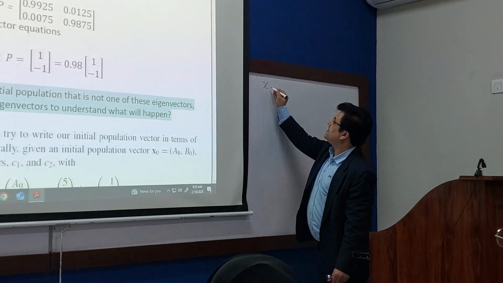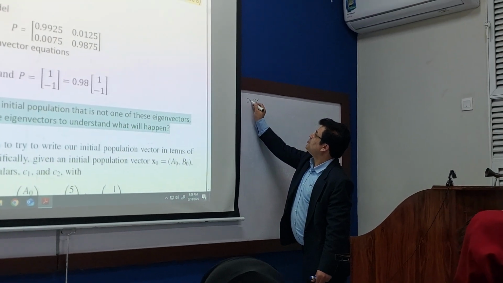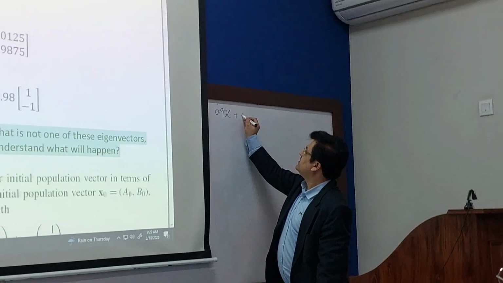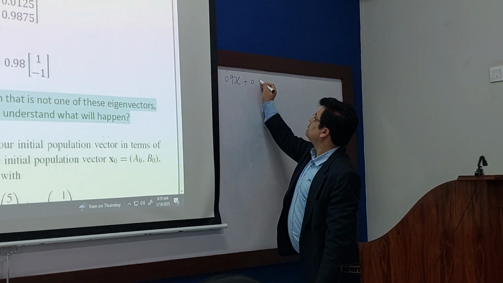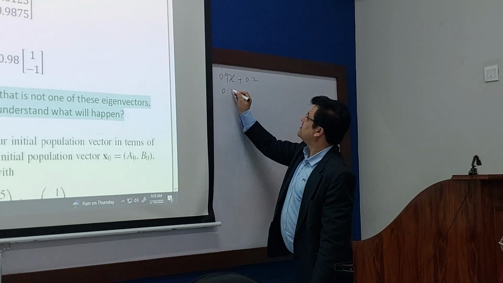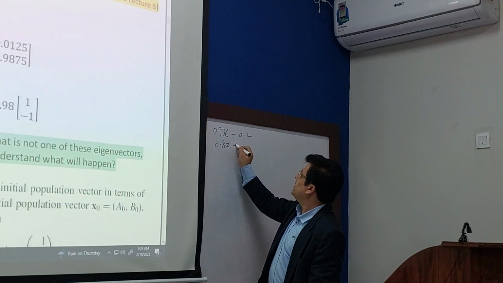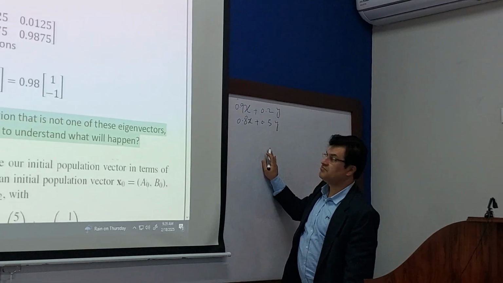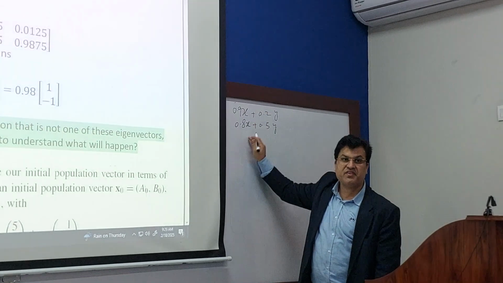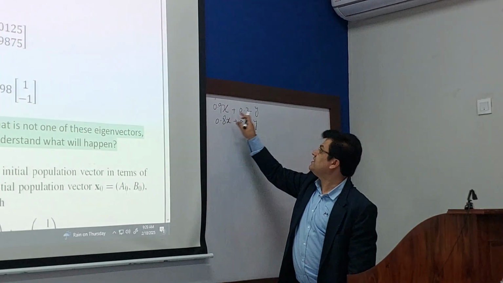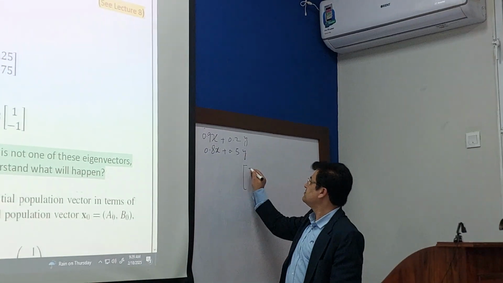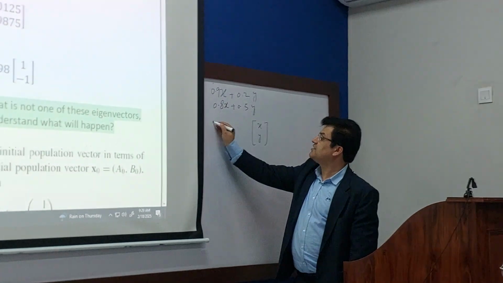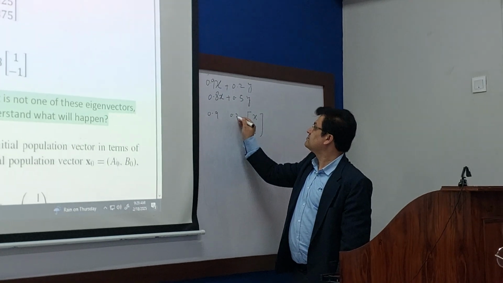Let us say it was 0.9 plus 0.2, 0.8 and 0.5, x and y. This is something. So how will you write this in matrix form? This is x, y. And what will be the answer? What will be the coefficient?